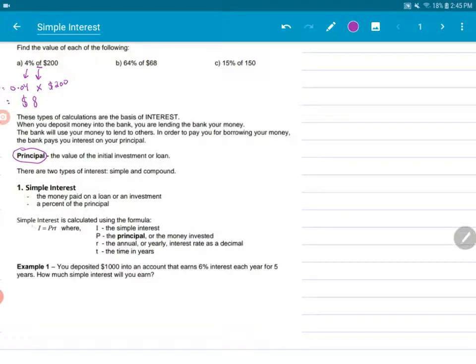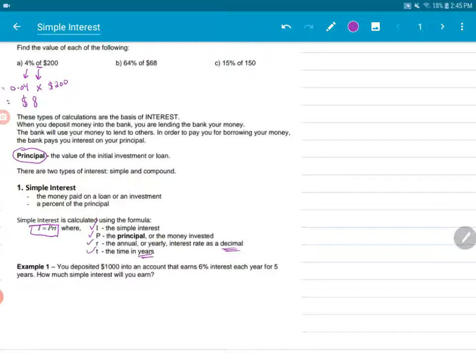So we have a formula here, and we like formulas because they're nice and easy to use. This formula is I equals PRT. And we have the variables over here. I is just the interest that you're earning. P is the principal, the original amount. R is the interest rate, and like we say, we always turn that percent to a decimal. And T is the time in years, right? So if it tells you months, we have to change it to years.